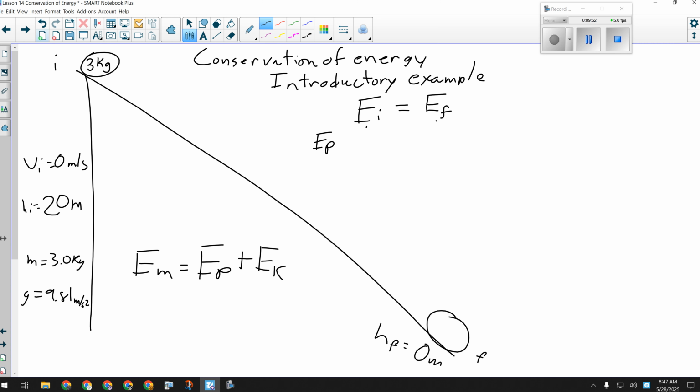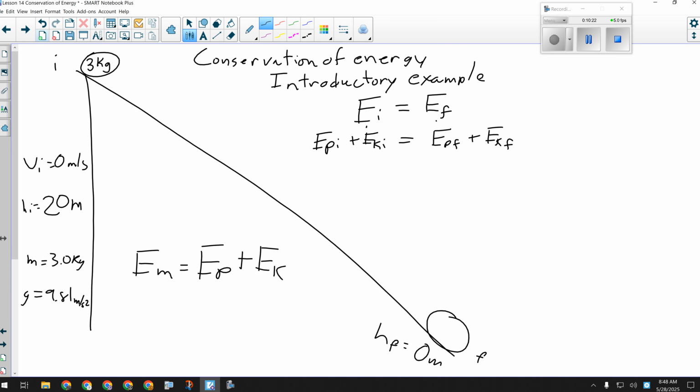The potential energy initial plus the kinetic energy initial equals, same thing on the other side, but final. EP final plus EK final. That is how we calculate mechanical energy. We're saying the same thing. Both of those lines are mathematically the same. They're saying my initial mechanical energy equals my final mechanical energy.